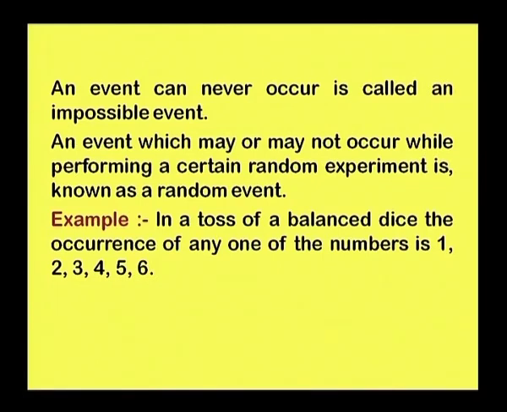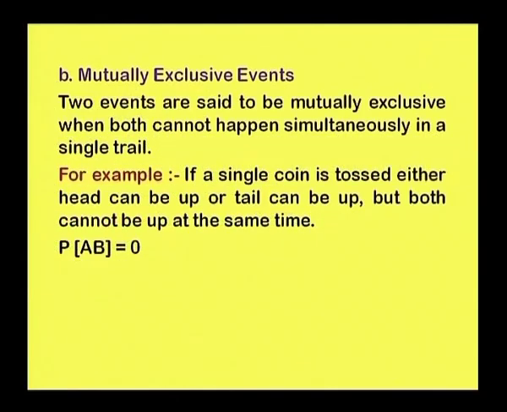An event which may or may not occur while performing a certain random experiment is known as a random event. Now, in this case, this example is useful. In a toss of a balanced dice, the occurrence of any one of the numbers 1, 2, 3, 4, 5 and 6.